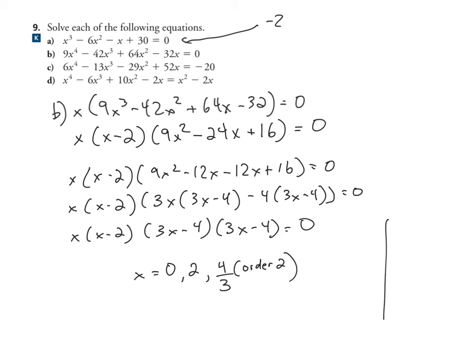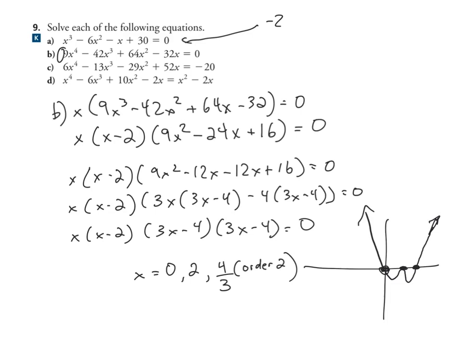So if I were to graph it, order 2, just so you guys remember, leading coefficient is positive 9, so it goes up like this. It's going to go through at 0, it's going to go through at 2, and it's going to go through at 4/3. But it's going to bounce off this and go up that way.